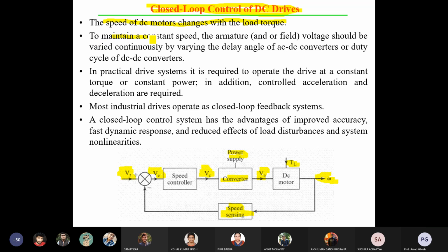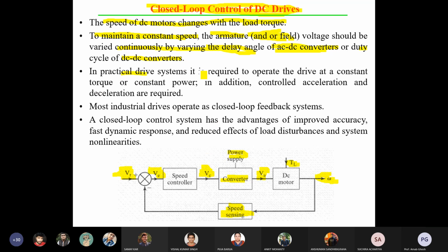To maintain the constant speed, that means you are giving the set point value VR. The armature and/or field voltage should be varied continuously by varying the delay angle. So that PWM I am telling. Here we are using ACR. It is known as delay angle or firing angle, of the AC-DC converter, that means controlled rectifier, or the duty cycle for the DC-DC converter. So the DC-DC converter duty cycle is also being changed.